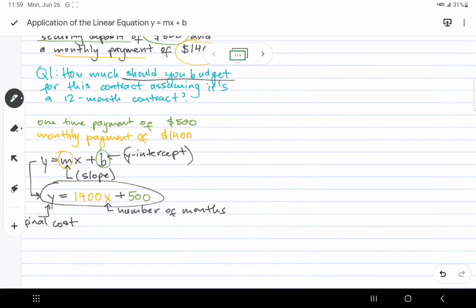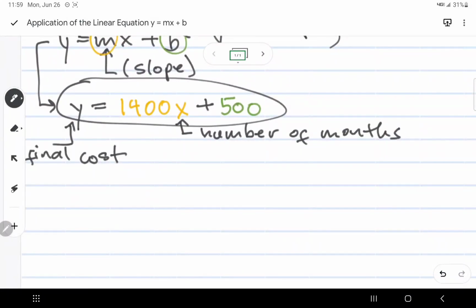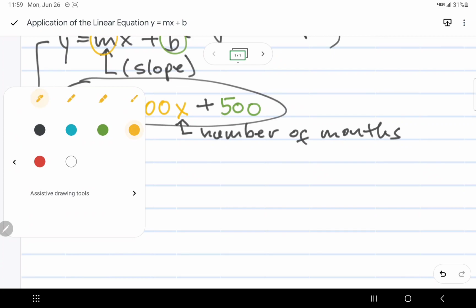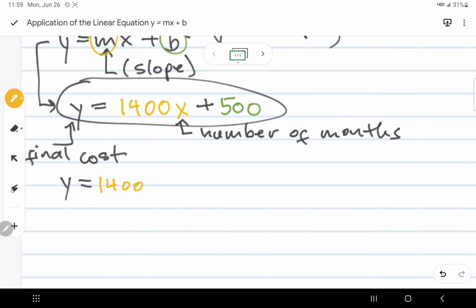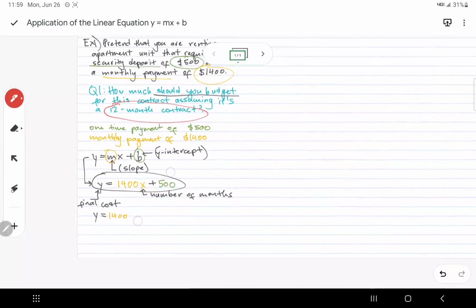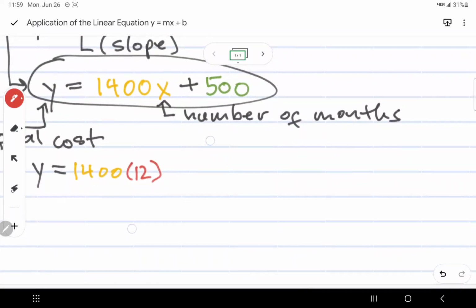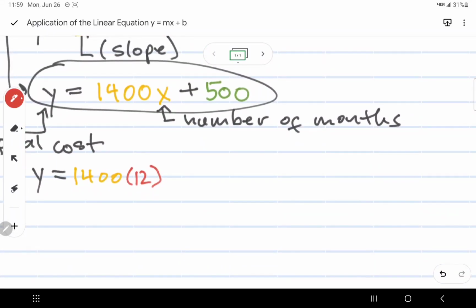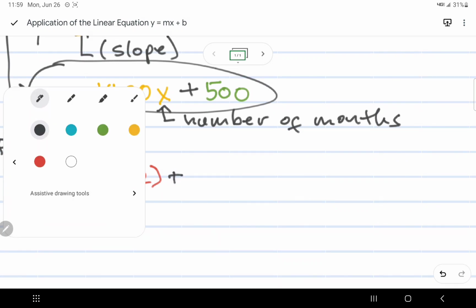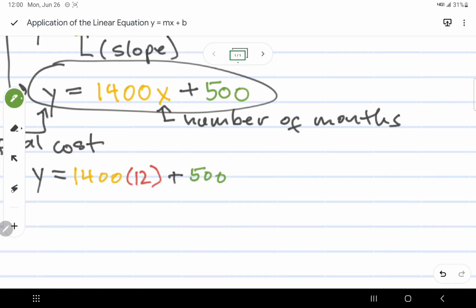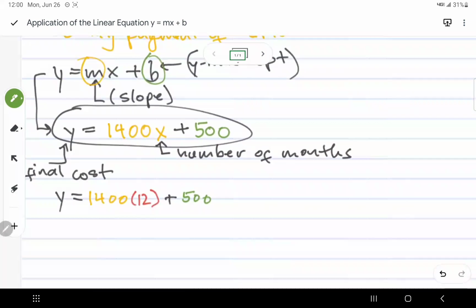So it says here that for this contract, assuming it's a 12-month contract, we were going to plug that 12 into this x. So we will write down that equation again. We get y equals the 1,400 monthly payment, and then we have x, which we will denote in the color red, which is 12 months, since it's a 12-month contract. So if it was a 6-month contract, you would just plug in 6. And you can change it depending on how many months you're going to stay there for. Plus the one-time payment of the security deposit of $500. All right, now this should be doable.